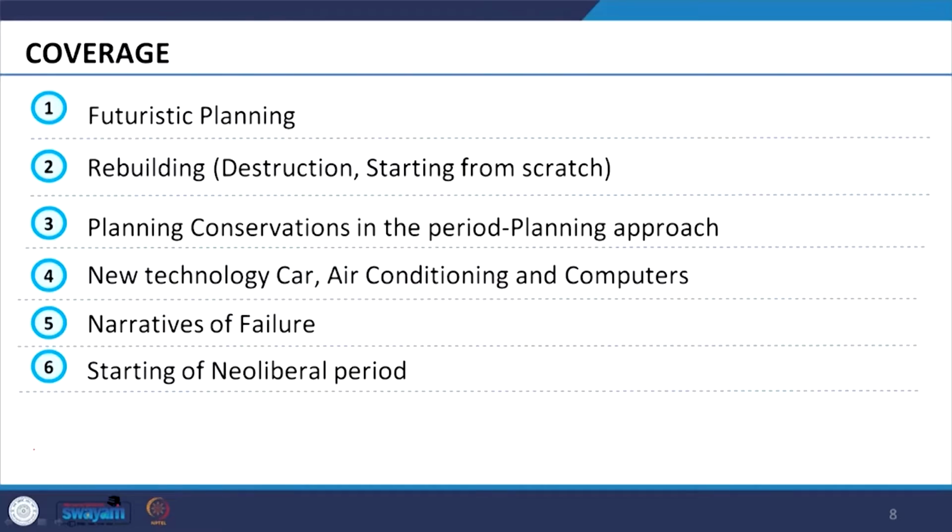Our coverage for today's session will include, we'll look at the futuristic planning, how we were looking after World War II. Then we'll look at how we were rebuilding because of the destruction which we had, and also post-independence or during that time, how did we really as a country start from scratch. Further, we'll look at the planning conversations in the period with respect to planning approaches, issues in planning, and the relevant social context at that time. We'll also look at new technologies such as car, air conditioning, and computers, and what kind of changes did they bring into the planning of cities and in cities as such. We'll look at the narratives of the failures, like we'll look at the urban decline, what was happening at this time. Further, we'll end at the neoliberal period.